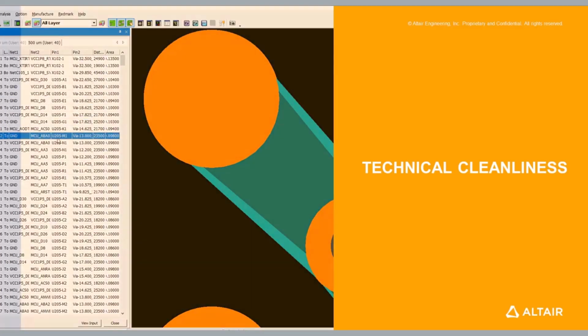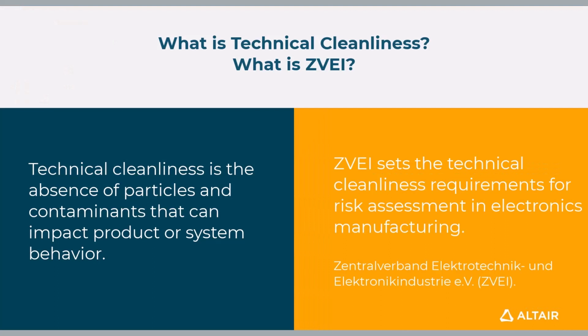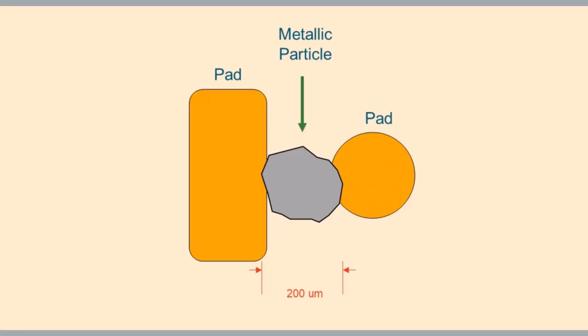So, what is technical cleanliness? Technical cleanliness is defined by standards as the absence of particles which might impair production processes and/or affect the performance of a product or system. For the electronics industry, the CBEI Association established a set of standards and guidelines to ensure technical cleanliness in electronics manufacturing. Today, we're going to take a look at a specific issue mentioned in this guideline and how we can assess it with Altair PollEx PCB.